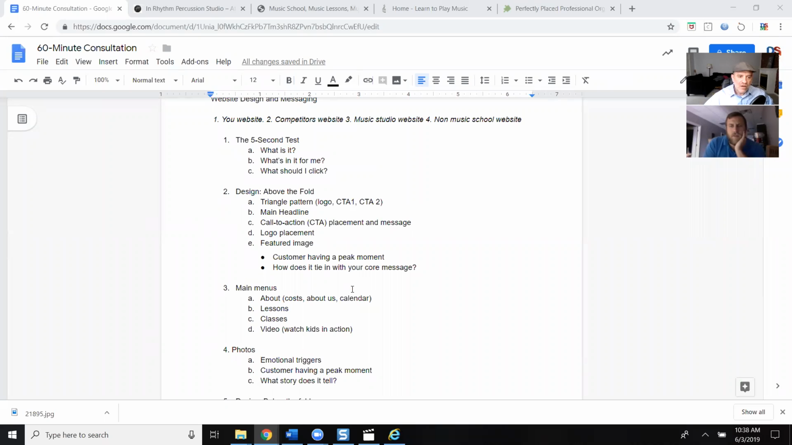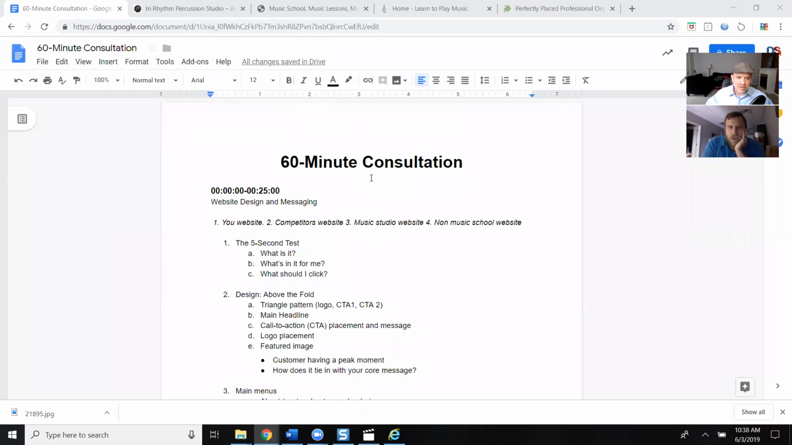So what we're going to do, maybe for the first 20 minutes, we'll see how it goes, is look at website design and messaging, and how effective your design and messaging is. We're going to look at one of your competitors, a music studio who I think is doing a pretty good job of getting their message across. Then we're going to go outside of the industry and look at a non-music related website. And with your competitor, we're also going to look at how you're positioning yourself differently than they are.